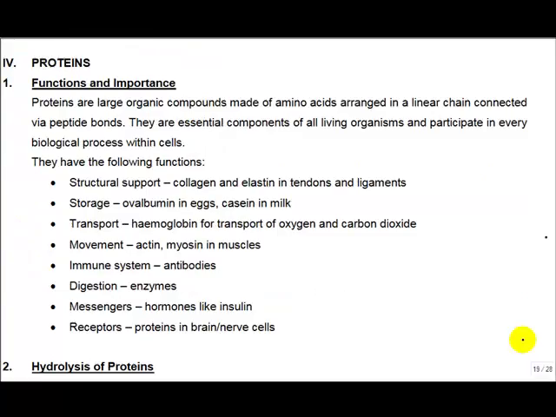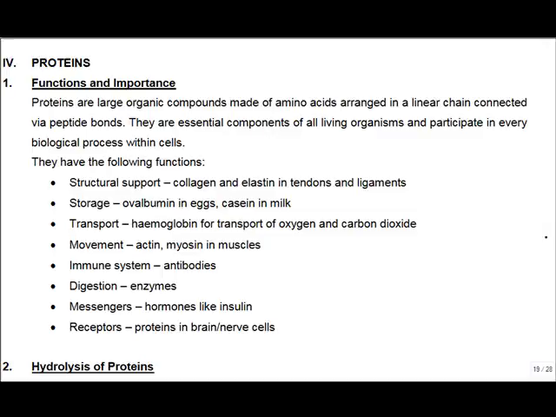Let's first look at proteins, its functions and importance in our body. Proteins are very large organic compounds. They are made up of many multiple amino acids. They are joined together by peptide bonds or amide linkages. They are very essential components of all living organisms and have various important biological processes.